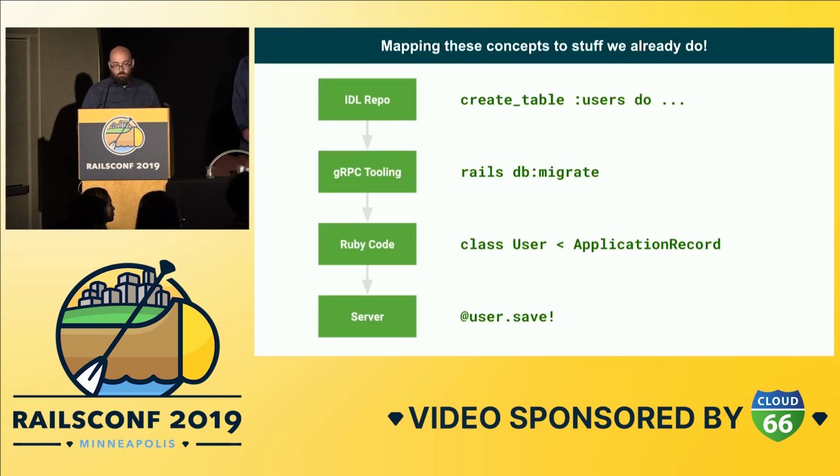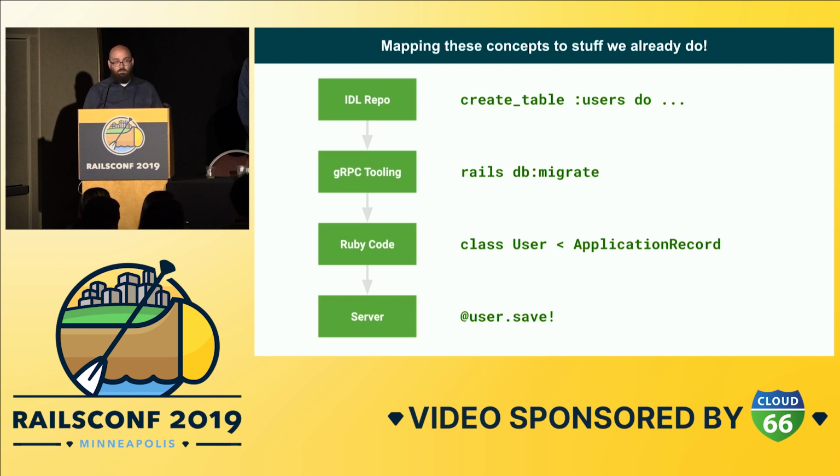And we can even map these concepts to things we should already be pretty familiar with. An IDL repo, again, you can think of as almost a create table users or your schema.rb file. It describes your application. gRPC tooling, you can think of as Rails db:migrate. It actually changed the state of something under the hood. db:migrate creates a table. gRPC tooling might create code. The Ruby code, you actually have to implement now. So for Active Record, you have to actually create a class that implements the thing. But you're given all the tooling necessary through ApplicationRecord. And then when you actually want to use it, you just call save.